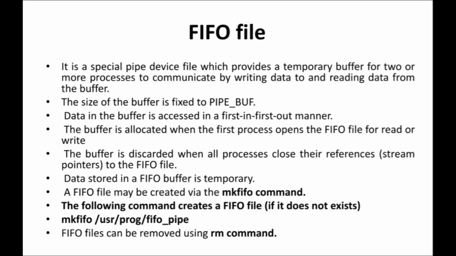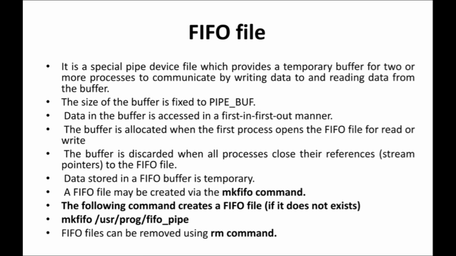Next, FIFO file. It is a special pipe device file. It is like a pipe. FIFO is nothing but a pipe, which provides a temporary buffer for two or more processes to communicate by writing data to and reading data from the buffer. It is very simple. FIFO is a temporary buffer. If two or more processes want to communicate with each other, they are going to communicate using this FIFO file.